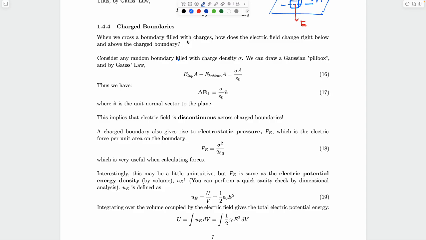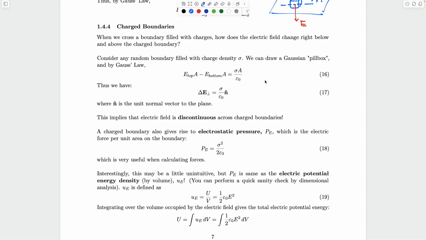Okay, so the next thing is there's this thing called charge boundary. So in general, when you have free space, so when there's nothing in space, electric fields are continuous, which means that the function cannot have a sudden jump. It must be a smooth function for the electric field, right? But this won't be true if your boundary is charged or if you cross a charged boundary.